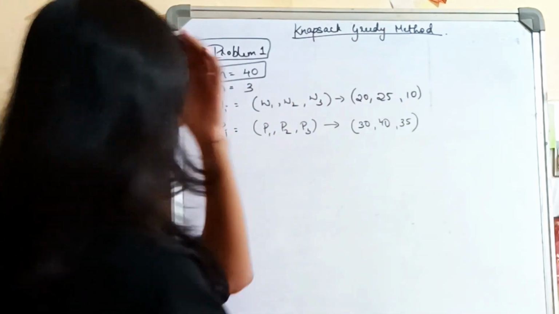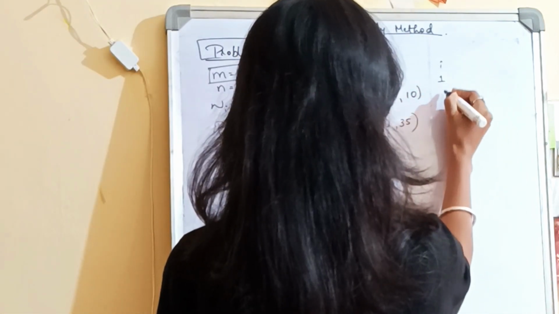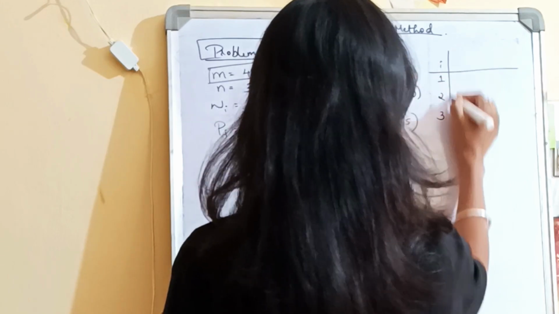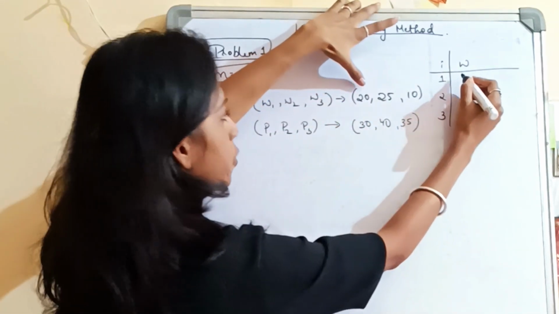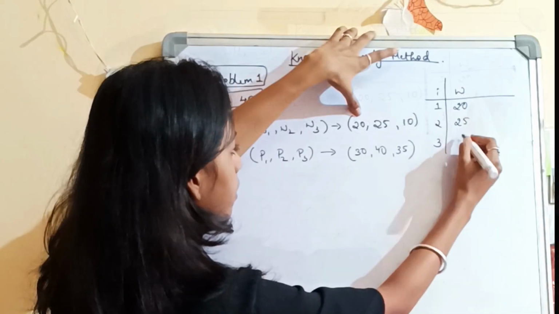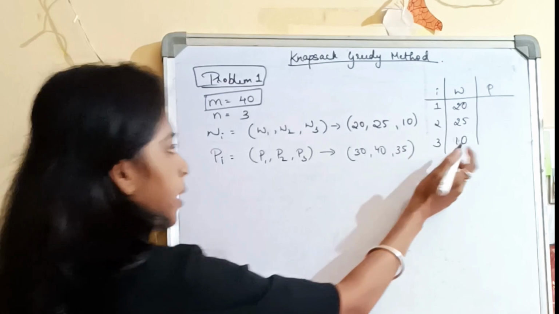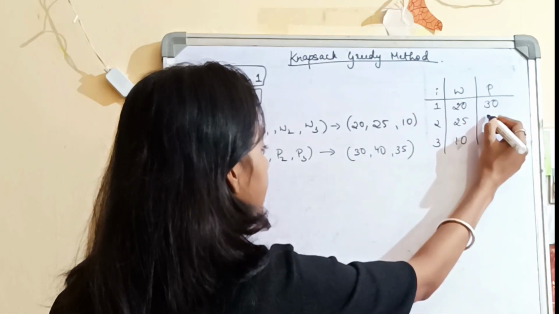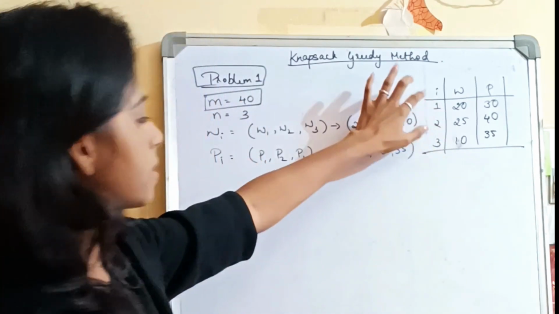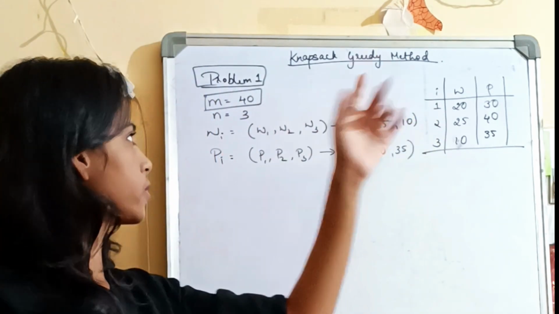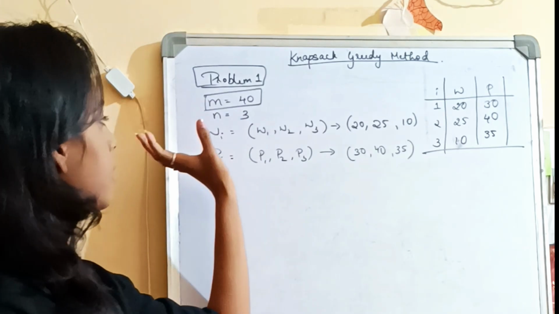Okay, let us put it in tabular form now. What is n? n is 3. So the items will be 1, 2 and 3. Next, the weight of the first item is 20, the second is 25 and the third is 10. Next, the profit. The profits are 30, 40 and 35. So this is item 1, item 2, item 3. There are 3 items, that is n here. The number of items is 3. So this is the question.